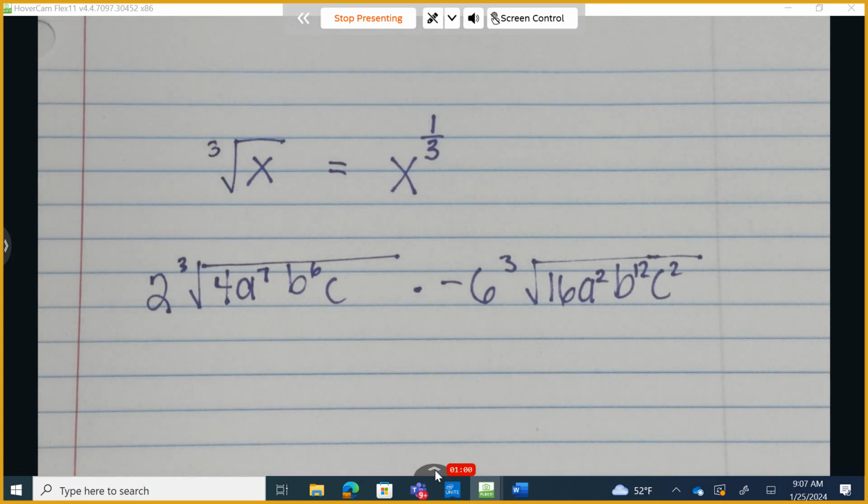So example number 1, how do we simplify this expression? Well, first of all, there's 2 things to notice. Notice that we're multiplying, and we're multiplying 2 different radicals that have the same nth root. We need to have that.